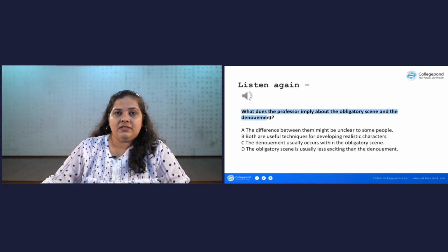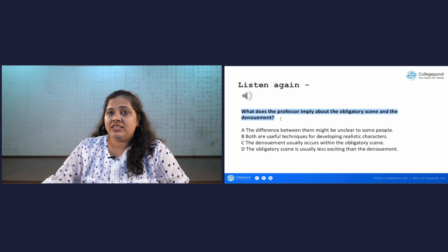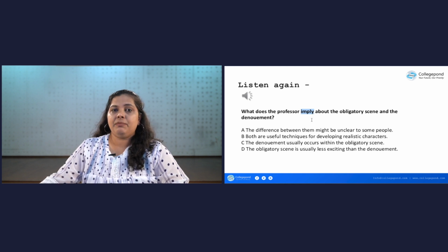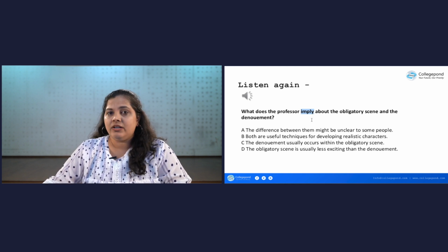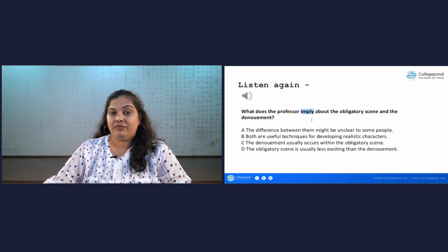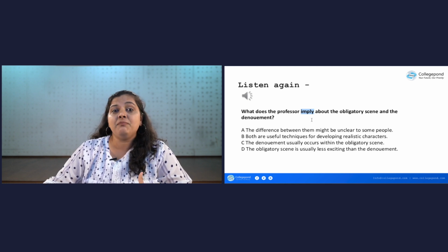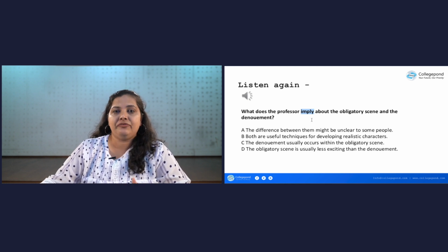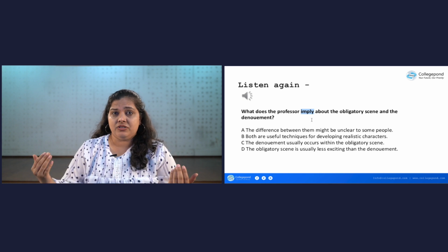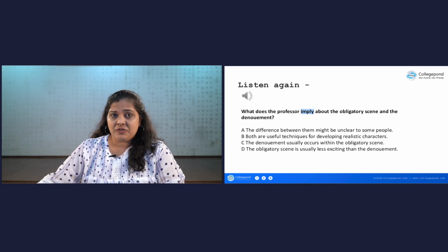What does the professor imply about the obligatory scene and the denouement? Now, when you're looking at this question, this word is key here: imply. When you look at this word, you should understand, kind of predict, that this is an implication kind of question, or an inference kind of question. So sometimes the answer will not be directly given in the audio file that you just heard. Let's look at what our options are.